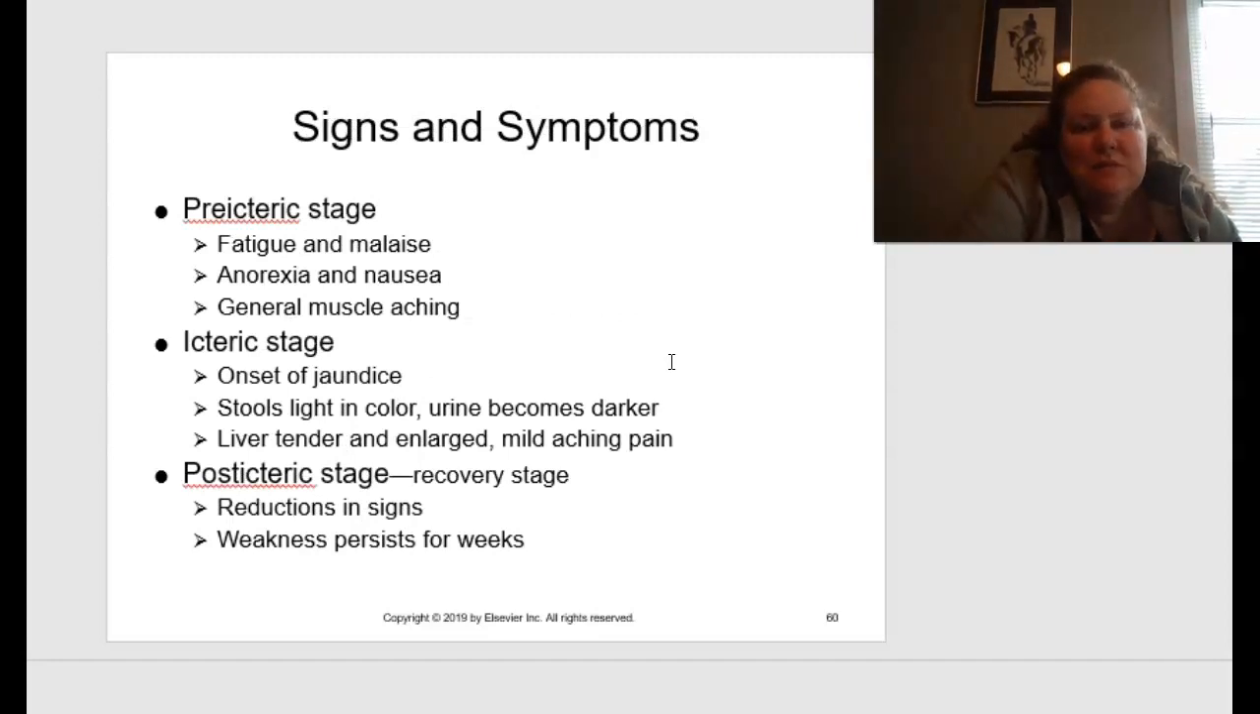So there are signs and symptoms, and we have a pre-icteric stage, and this is where you have fatigue and malaise, anorexia and nausea, general muscle aching, etc. You have the icteric stage, and this is where we have the onset of jaundice. The stools are going to be light in color, the urine becomes darker, the liver is tender and enlarged, and you have a mild aching pain. You have the post-icteric stage, and this is the recovery stage, where you have the reduction in signs, and this weakness can persist for weeks.